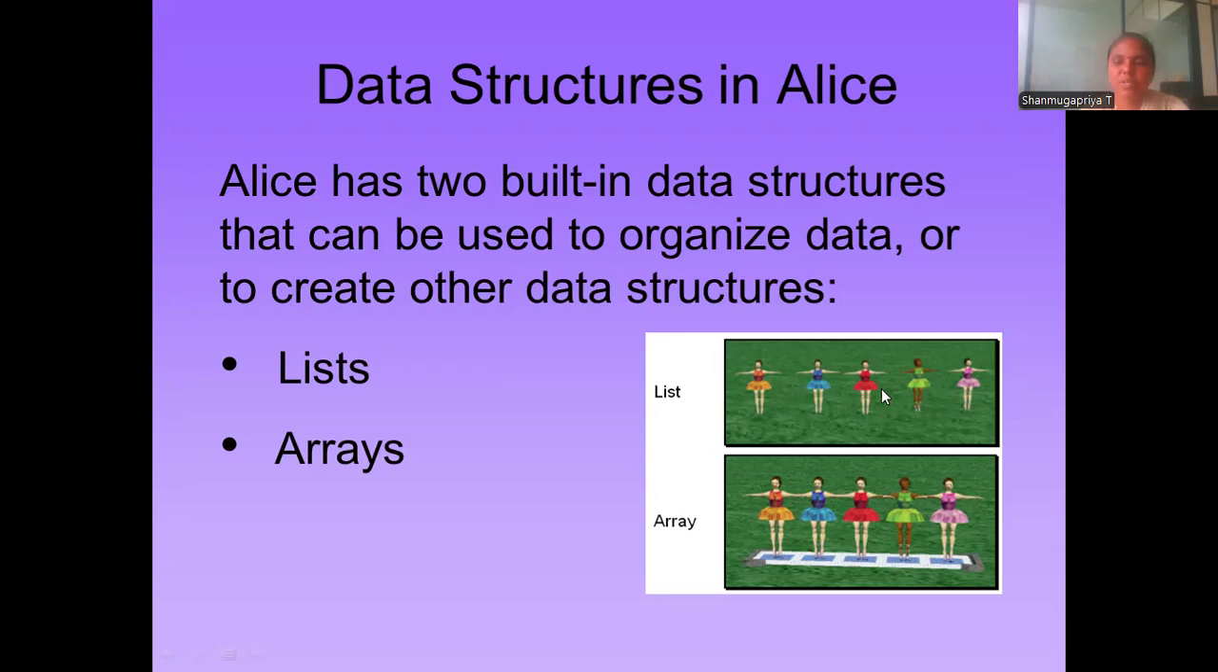Then in a list, there is no need for connection between the addresses. So there is a gap, and the gap represents that there is no connection between addresses. This is the primary difference between an array and a list.